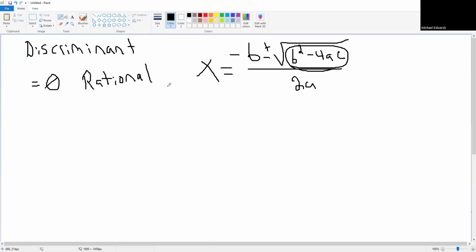And we can have real solutions. So there's one real solution. If this equals a perfect square, like 4 is a perfect square, meaning you could take the square root and you'll get a solid number, 2. If it's a perfect square, then it is also rational, and there are two unequal solutions.